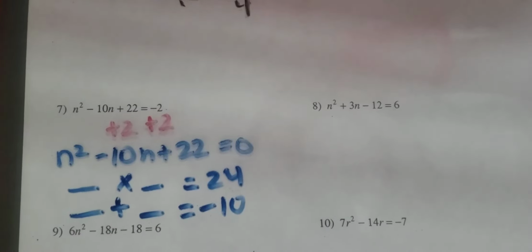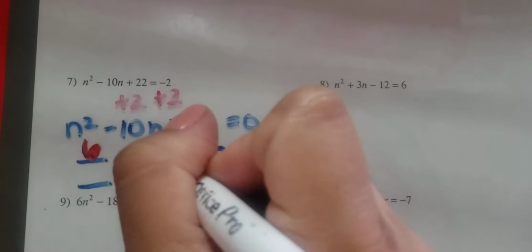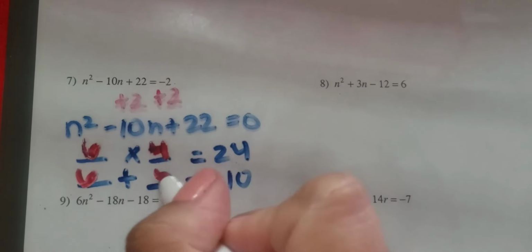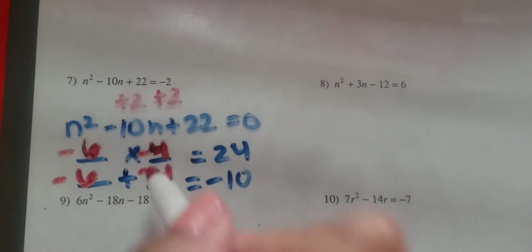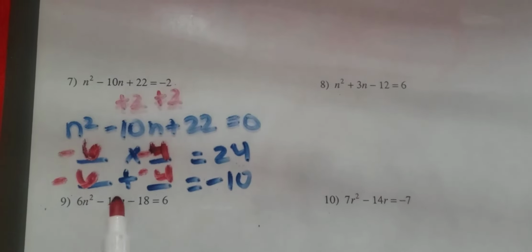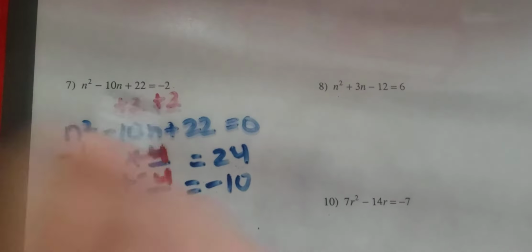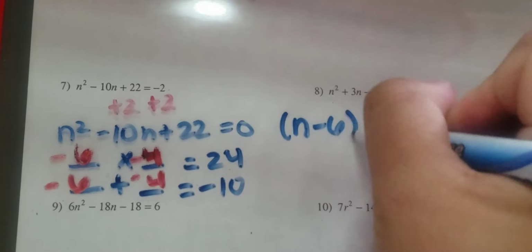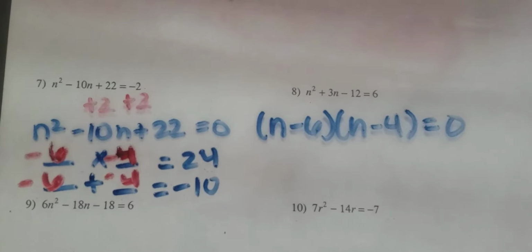Let me see. The two numbers you should have thought of were 6 and 4. 6 times 4 will give you 24, and 6 plus 4 will give you 10, but we want it to be negative. So negative 6 plus negative 4 will give you negative 10. Those are our factors. I'm running out of room, so I'm going to do it on this side. Basically your factors should be n minus 6 and n minus 4 equals 0.